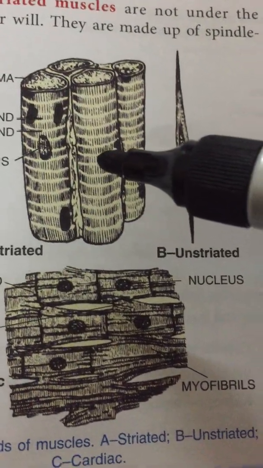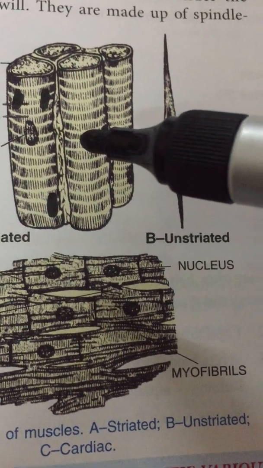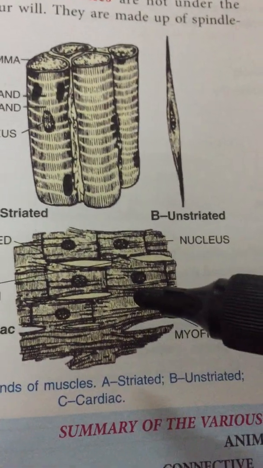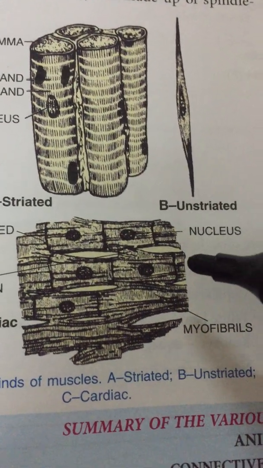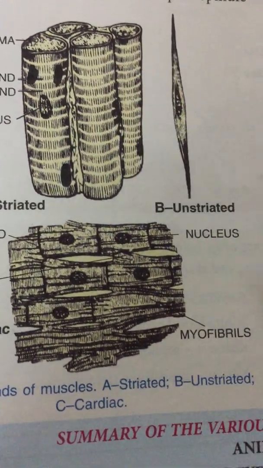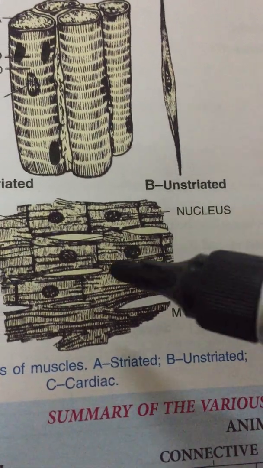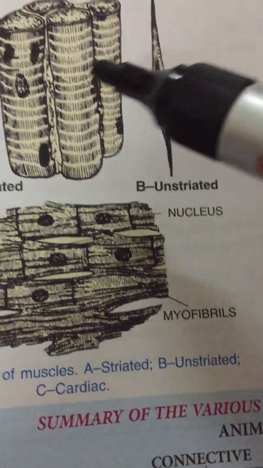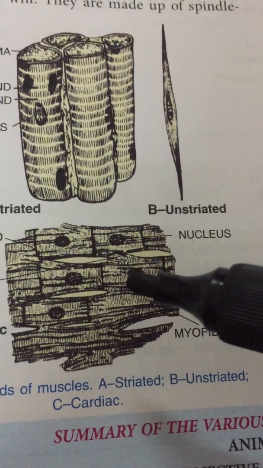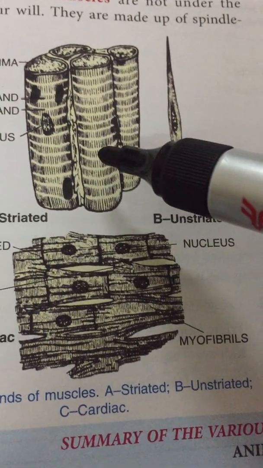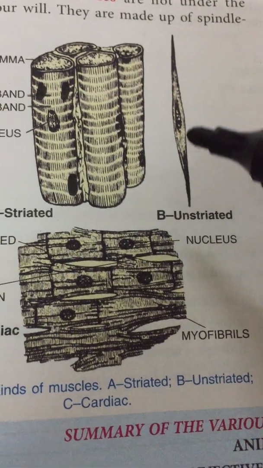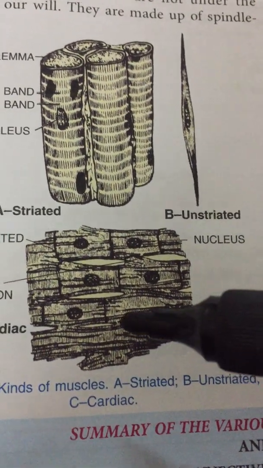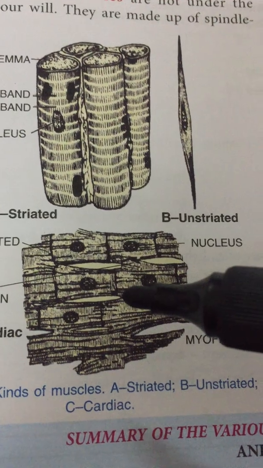Striated muscles have cylindrical fibers with dark and light bands. Cardiac muscles have dark and light bands, cylindrical fibers, but they are branched. These are multinucleate, these are uninucleate, these are uninucleate. So this is a structural difference between the three. We know that this is present attached to the skeleton. This is present in the walls of the internal organs, and this is present in the walls of the heart.